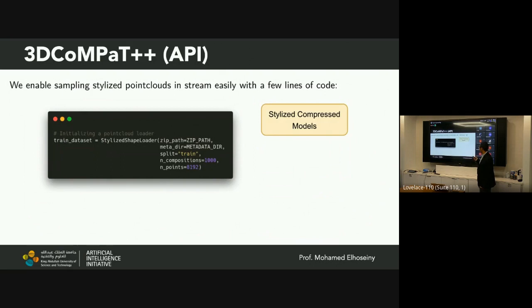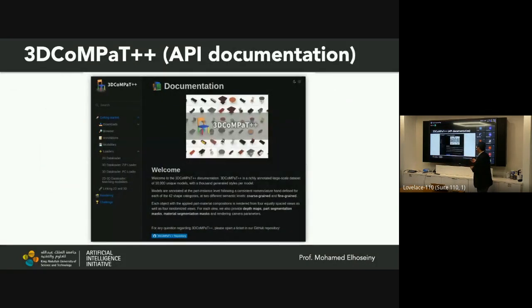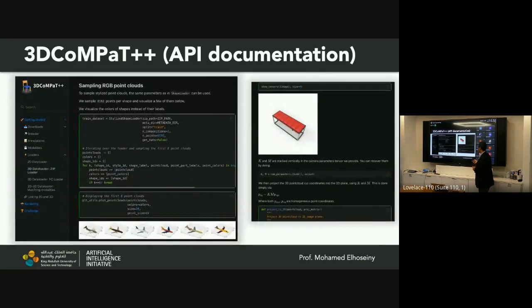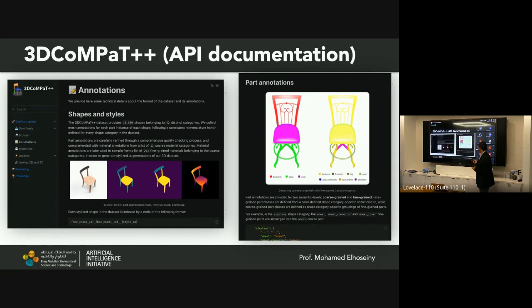You can sample point clouds. This is the number of compositions that you want to have per shape. Number of compositions means the number of part-material pairs that define a new style. So this is the number of styles per unique geometry, and the number of points that you want to sample for the point cloud as well. And there is detailed documentation that explains how to use these tools: projections, 2D data loaders, 3D data loaders, and so on.